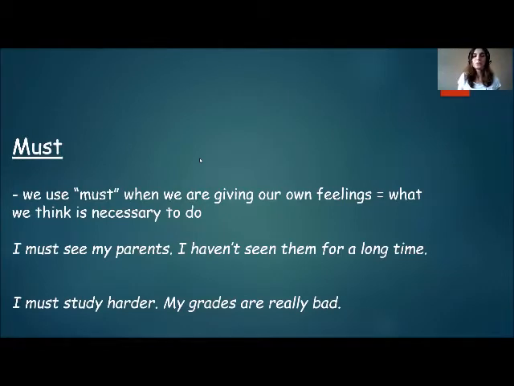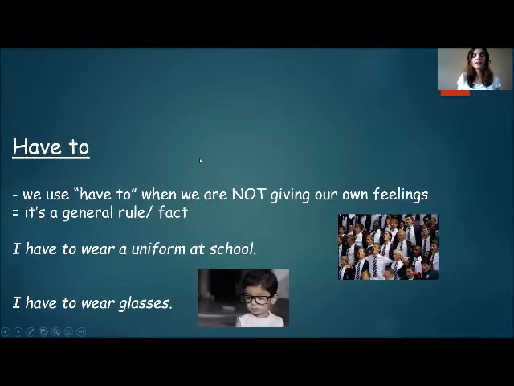However, if you use have to, then we use it for things that are also necessary to do, however, not in our opinion, or maybe also in our opinion, but not because we feel like it. It's more like a rule or even a fact. So imagine if you go to school, then there is a rule about wearing uniforms, right? And it means that at your school you have to wear a uniform. Yeah, so then you can say, I have to wear a uniform at school. It is a rule from the school that we have to do. Yeah, it is necessary for us to wear them.